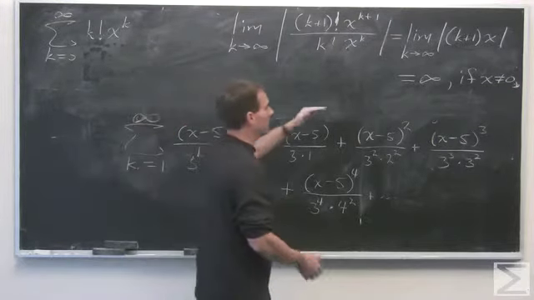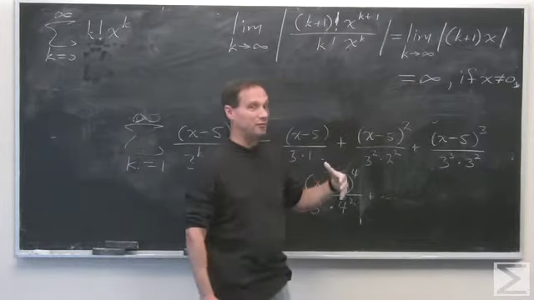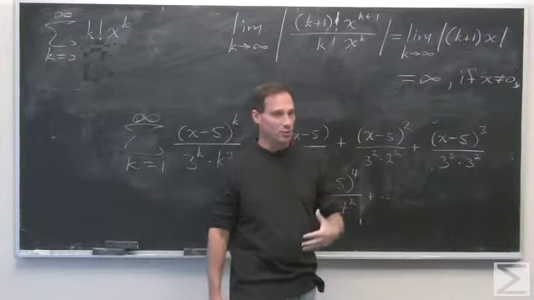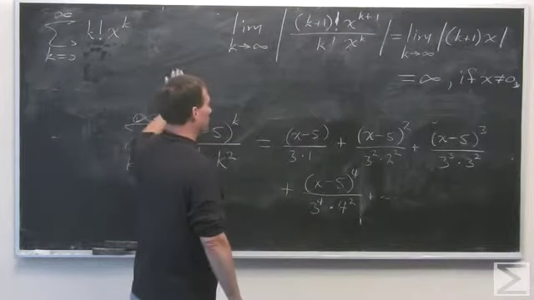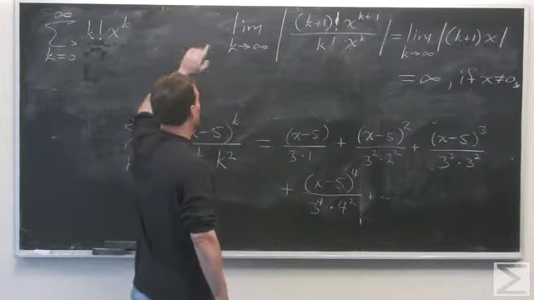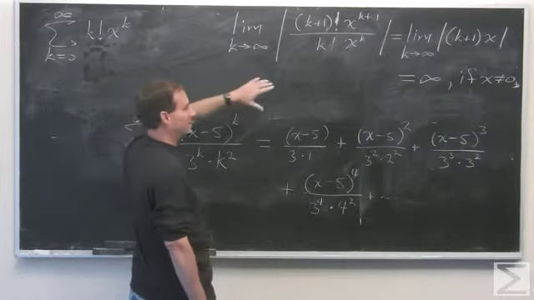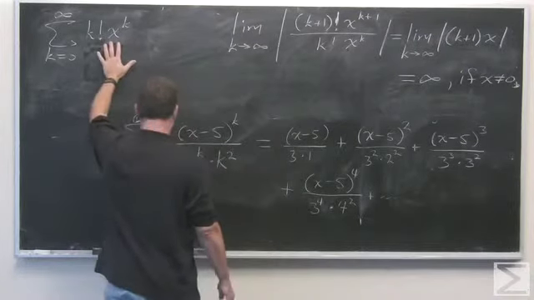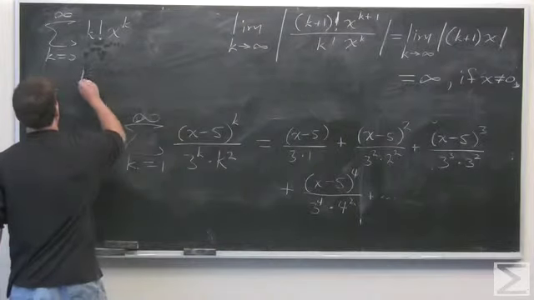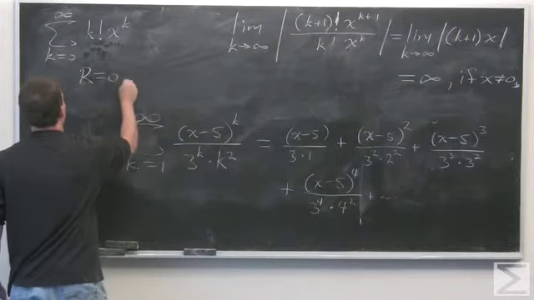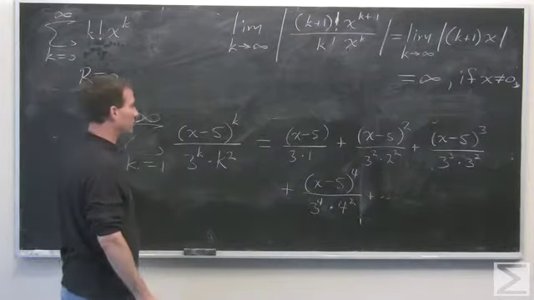So our L here is coming out to be infinity, which is greater than 1. We definitely want to allow that case. So this series, no matter what x is other than the center, diverges for all the other x's other than the center. So this has radius of convergence 0. It converges only at the center.